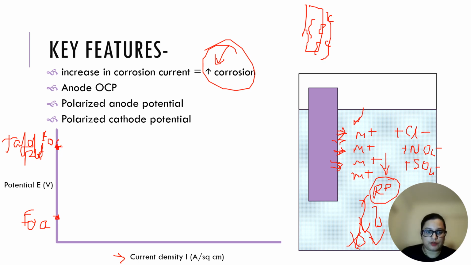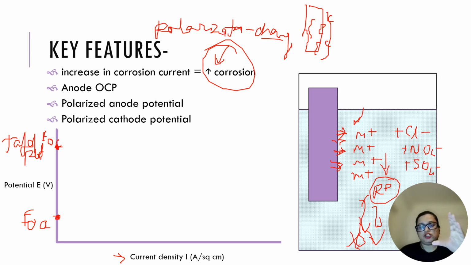So their open circuit potential has now become polarized, which means it has now changed. Polarization basically is any kind of change. So their potential has now changed. How has it changed? Their potential will try to come close to one another's value. So if the cathodic potential has to come close to the anodic, obviously it has to undergo a reduction. If the anodic potential has to come close to the cathodic one, it has to undergo an increase.